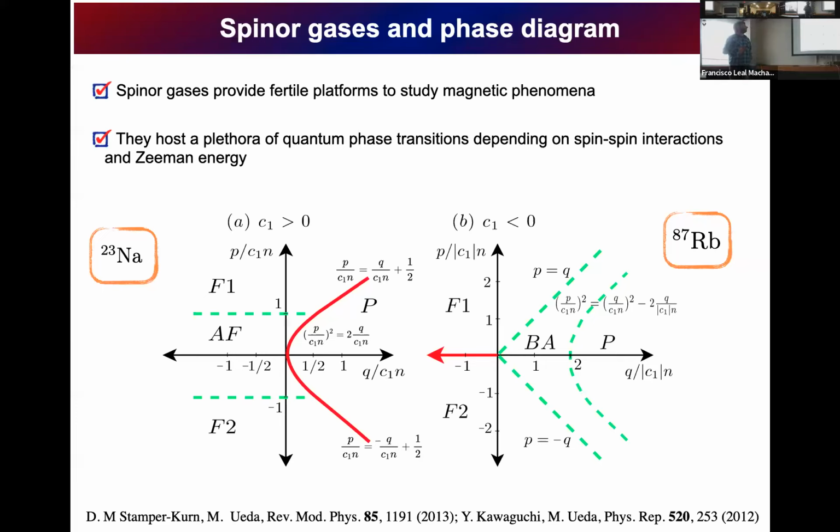Thank you. So these spin-spin interactions can be either positive or negative, referring to anti-ferromagnetic or ferromagnetic interactions. We have up to now the 2 most used isotopes for these spin 1 gases. This is sodium-23, that has positive spin-spin interactions, or rubidium-87, that has negative spin-spin interactions. And the main characteristic of these is that they feature weak spin-spin interactions.